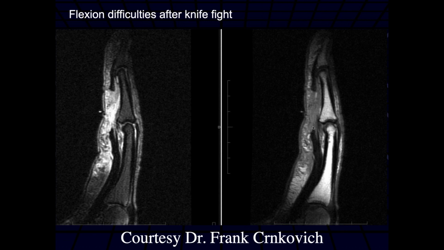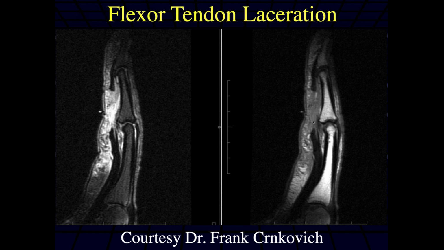Flexion difficulties after knife fight. So this one's not so subtle. It just looks like there's a laceration and a complete tear of both flexor tendons with proximal retraction, lots of edema. Yeah, I think you're probably right there. I need to see other images to see whether the superficialis was involved as well, because it might have already plugged in, but it's hard to tell. Yeah, we may be on either side, but I think you're probably right. This probably is a tear of both.